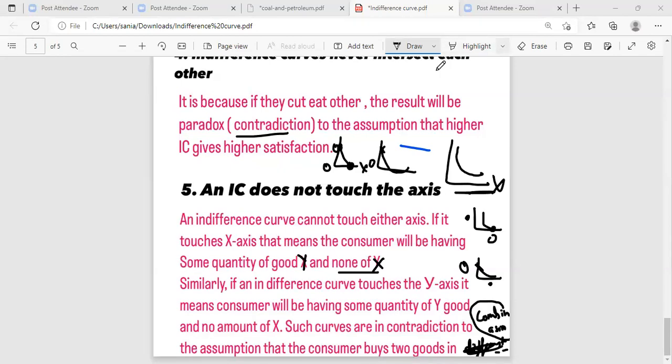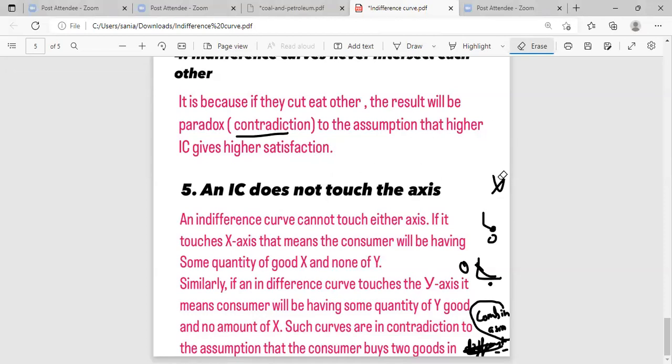No. Students, I think you got confused. Wait, it's right. Okay, just let's have a look. See, for example, this is 10, 20, 30, and this is 10, 20, 30. So for example, when your y is 0 and x is 10, at that moment, how will you represent it? You will represent it like this: x is 10 and y is 0, right?